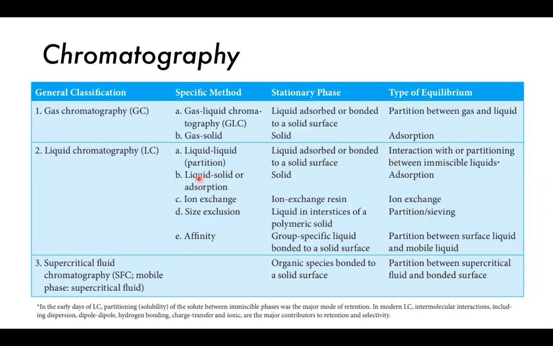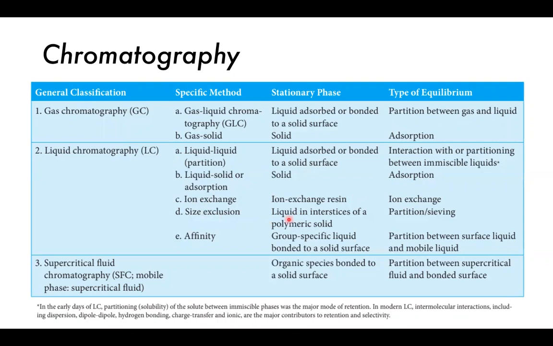So that kind of leads us on to things like liquid solid or adsorption methods. The stationary phase here is going to be solid, because usually if it's liquid solid, that means liquid is the mobile phase, solid is the stationary phase. And then this is an adsorption type method. So it's really due to the interactions between the solute and the stationary phase. And we have ion exchange, which uses an ion exchange resin. So we have ion exchange processes happening there.